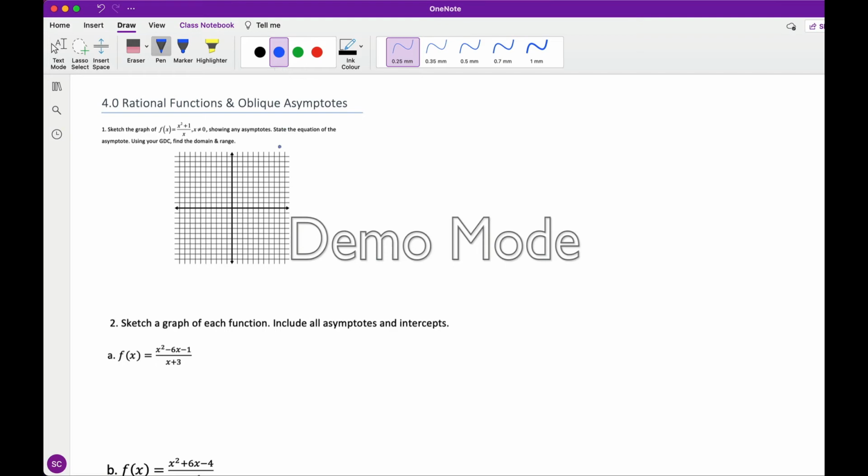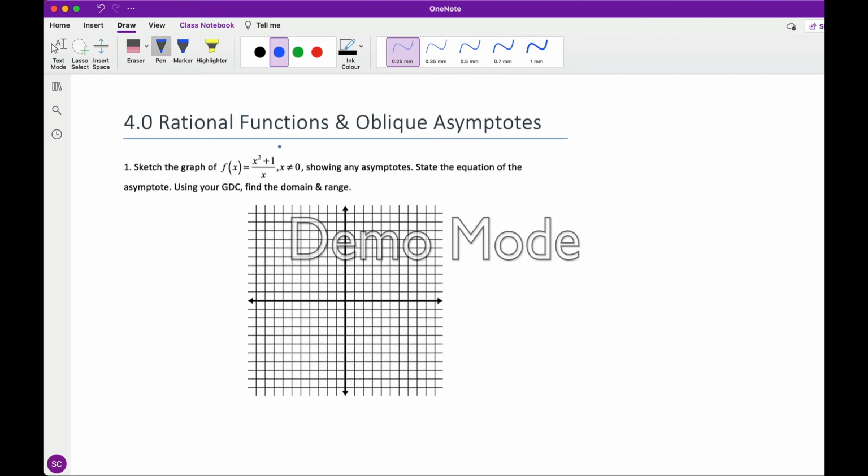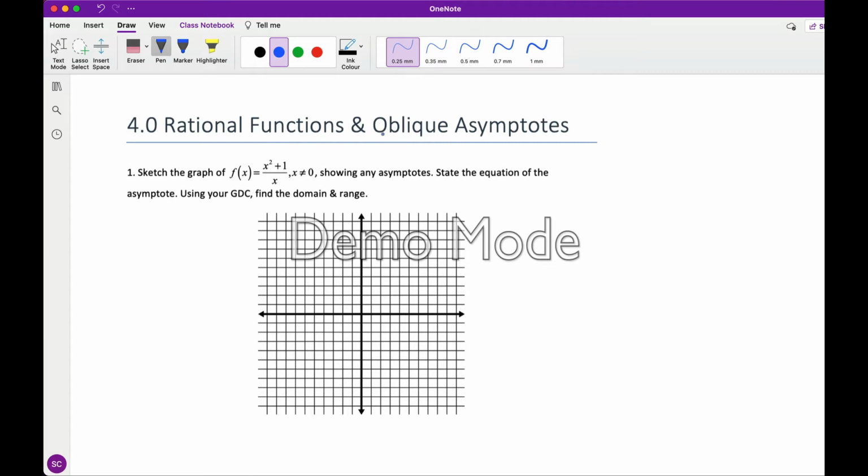Hello, this is Mr. Collier, and today we're going to be looking at some rational functions with oblique asymptotes. This happens when we have a quadratic over a linear. Oblique means your asymptote is not going to be horizontal or vertical, it's going to be diagonal.